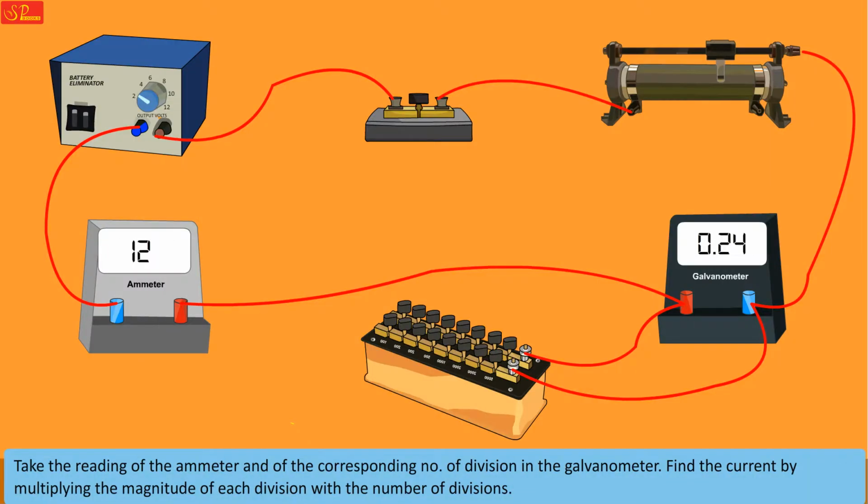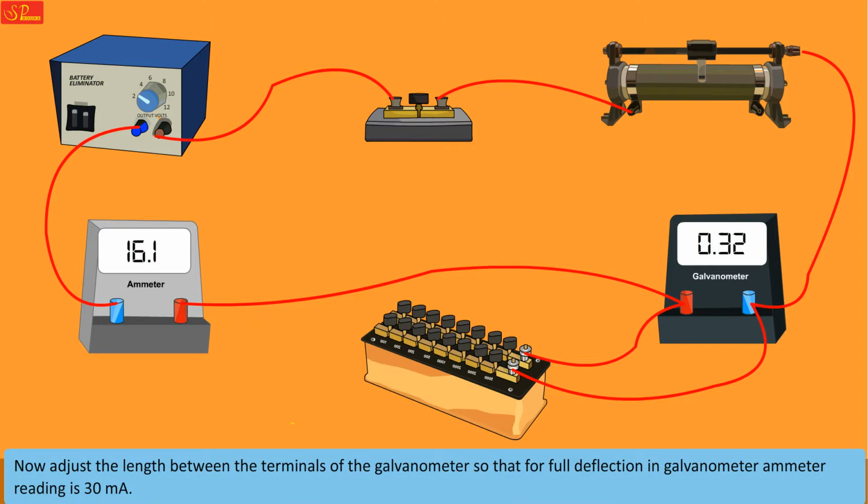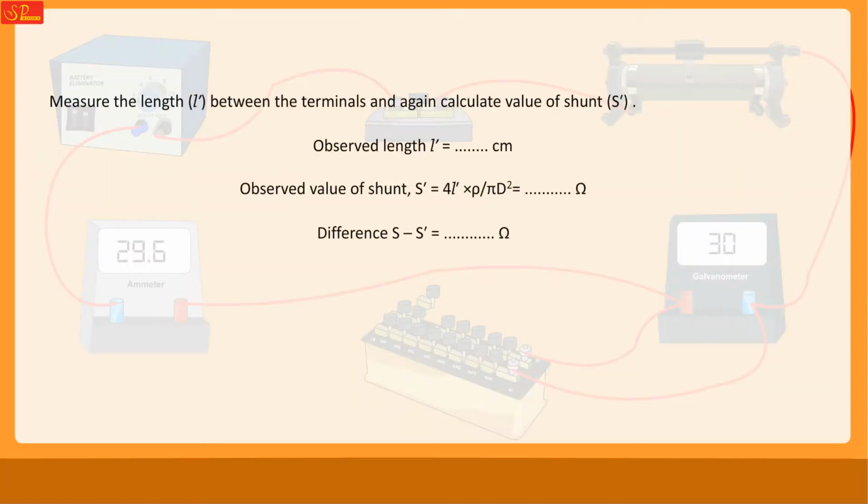Take the reading of the ammeter and of the corresponding number of divisions in the galvanometer. Find the current by multiplying the magnitude of each division with the number of divisions. Now adjust the length between the terminals of the galvanometer so that for full deflection in the galvanometer, the ammeter reading is 30 mA. Measure the length L dash between the terminals and again calculate the value of shunt S dash.